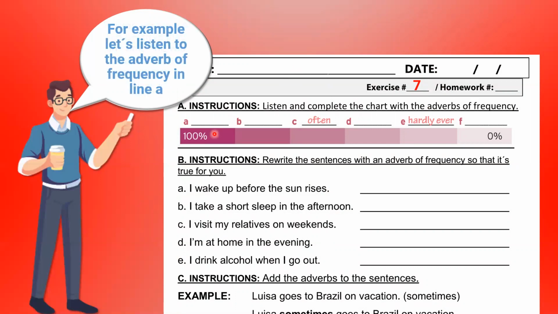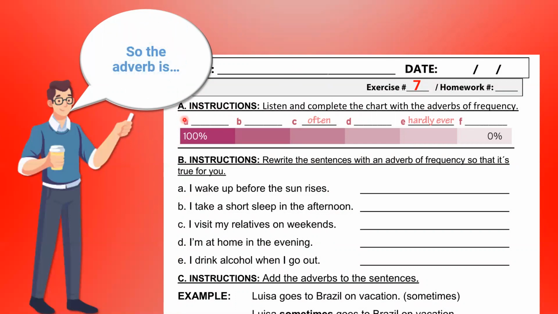For example, let's listen to the adverb of frequency in line A. A. Always. So the adverb is always.